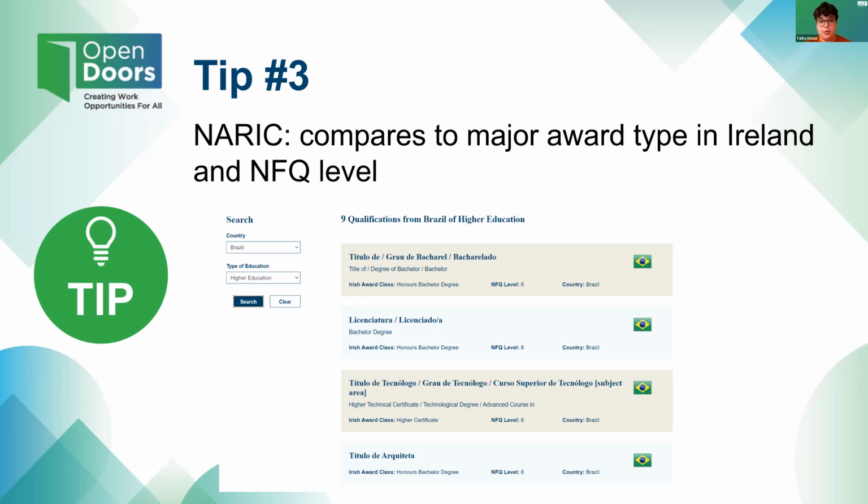So I'm originally from Brazil. So I can go and say my country is Brazil. My type of education is higher education. And then I click on search. And it gives me 9 qualifications from Brazil of higher education. And I'll go and search for mine. And I know exactly the translation, how that would be written here in English inside of Ireland, and what's the NFQ level. So sometimes you're going to have a course, a qualification that doesn't translate directly to something here.